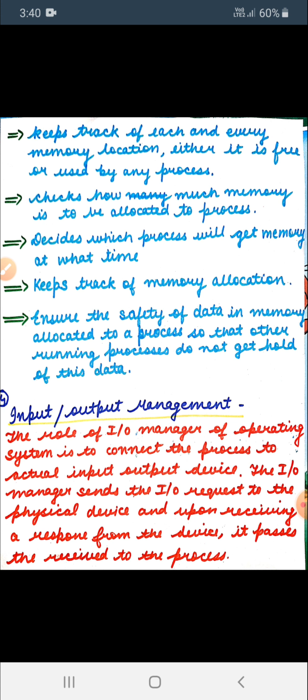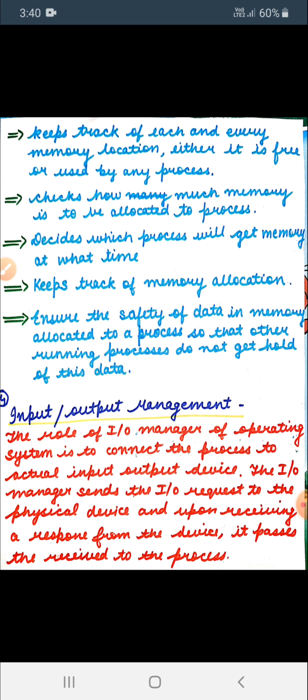All these functions are involved in memory management. I again repeat, some common memory management techniques are single memory allocation, partition memory allocation, paged memory allocation, and segment memory allocation. All these techniques use these steps.